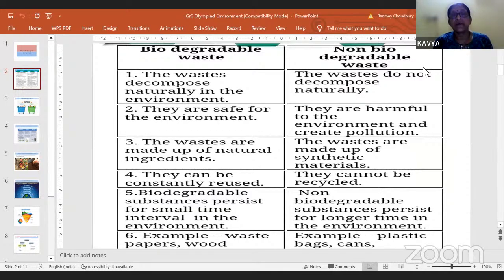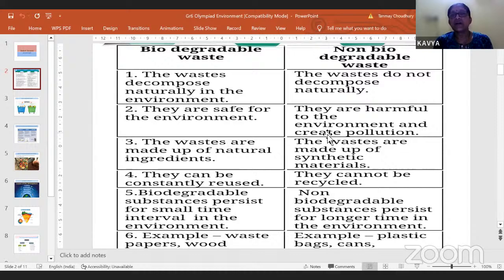If you remember, the biodegradable wastes are the waste that can be degraded, that can be decomposed, that can degrade and mix up with the soil. Non-biodegradable wastes are wastes that cannot be degraded, they cannot be decomposed, and they create an environmental hazard. They create pollution, air pollution, soil pollution, and water pollution. And they are made up of synthetic materials, not man-made or organic or natural materials. So these are the two types of waste, biodegradable and non-biodegradable.